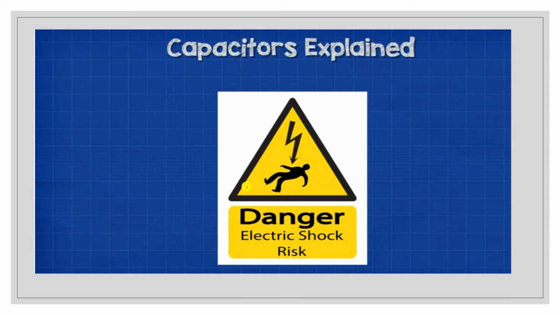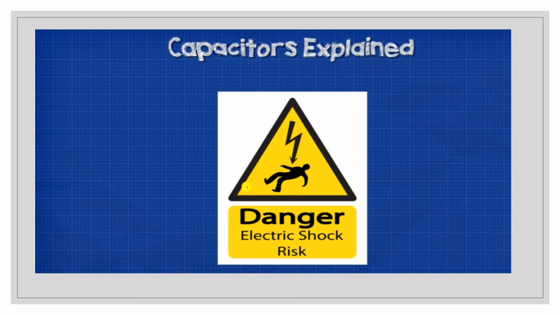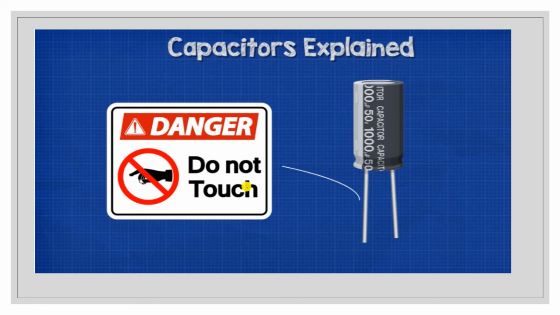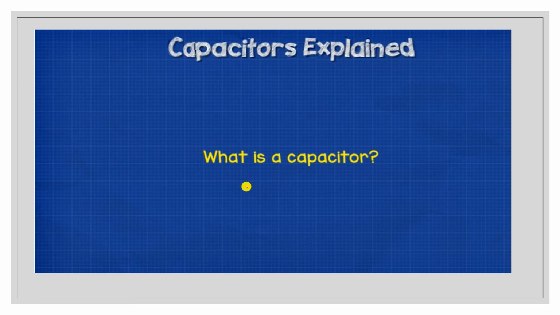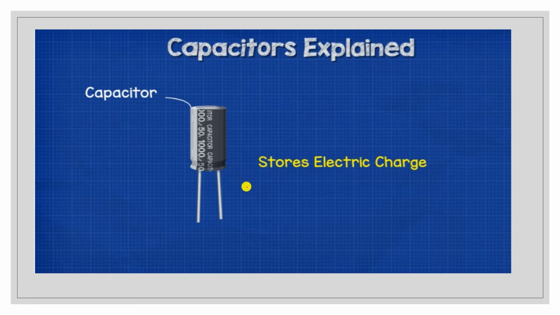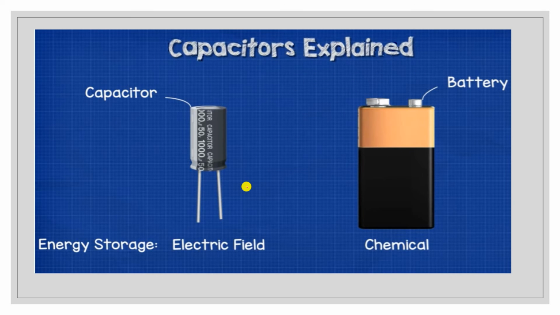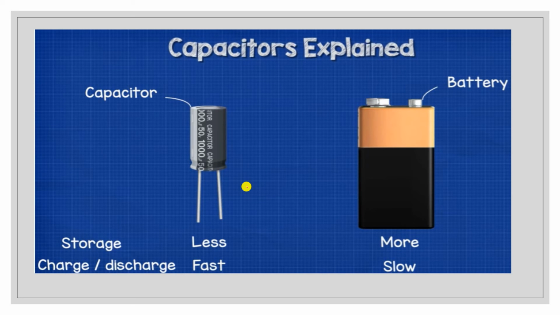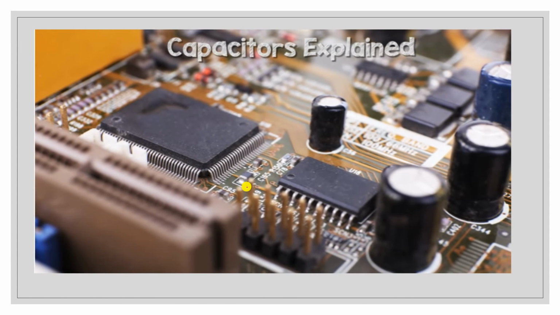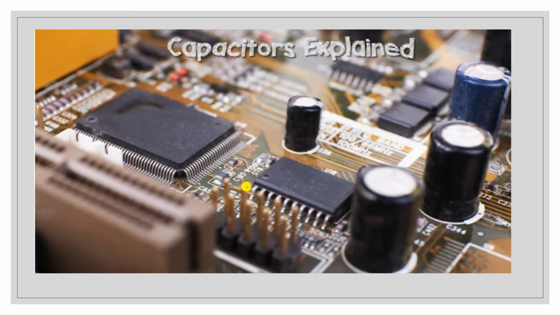Okay, a capacitor is very dangerous. It is a shock risk. Why? Because a capacitor stores energy in the form of charge. If we handle it with a naked hand, then we can also get a shock. Okay, this is the electrolytic type of capacitor. What is a capacitor? A capacitor stores energy. This is a battery. A battery stores chemical energy, and a capacitor stores energy in an electric field. A capacitor stores less and discharges fast, but a battery has more storage and discharges slowly. A capacitor is useful in electronic circuits as well as LED tubes.